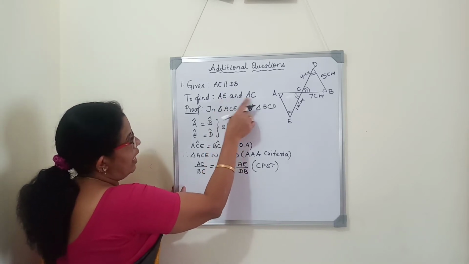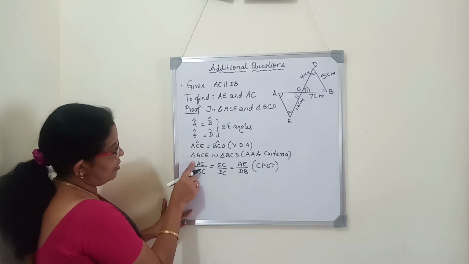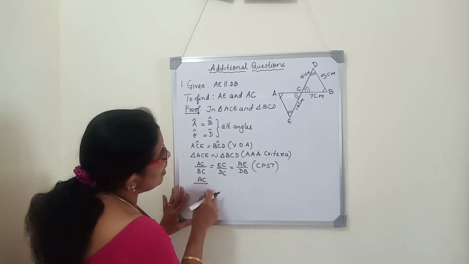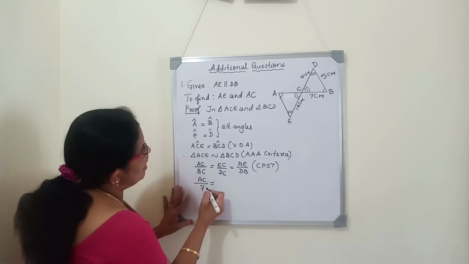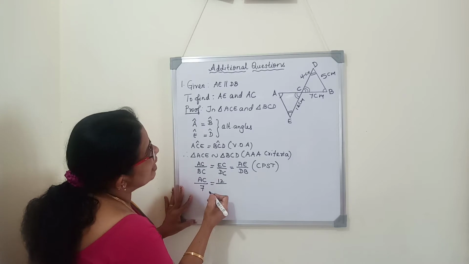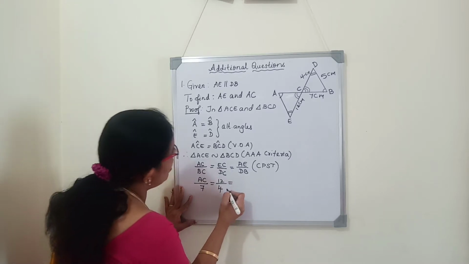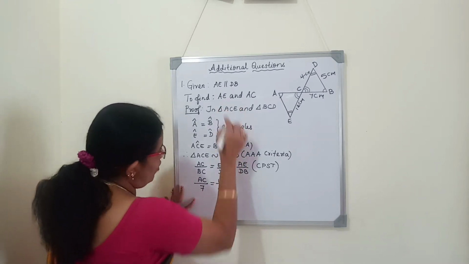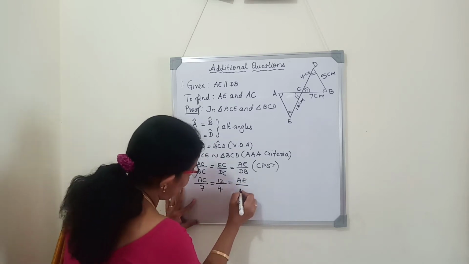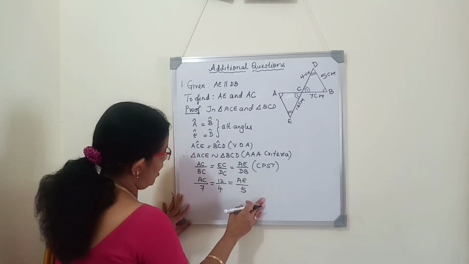We want to find AE and AC. We will substitute the values. AC we have to find, by BC, it is 7. EC 12 by DC 4 equals AE, we have to find, so AE as it is, and DB 5. So all the three ratios we have written.